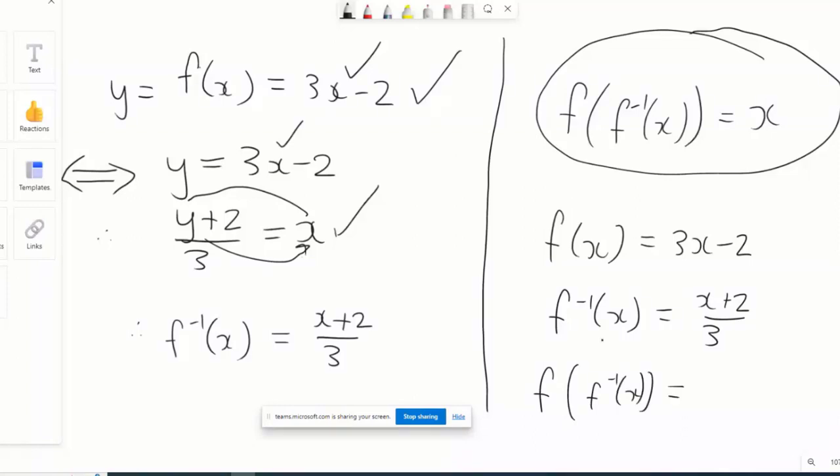Right. So what does f do? Anything that comes under f, right? It multiplies it by 3 and it subtracts 2. So now f inverse comes under f. It comes under that.